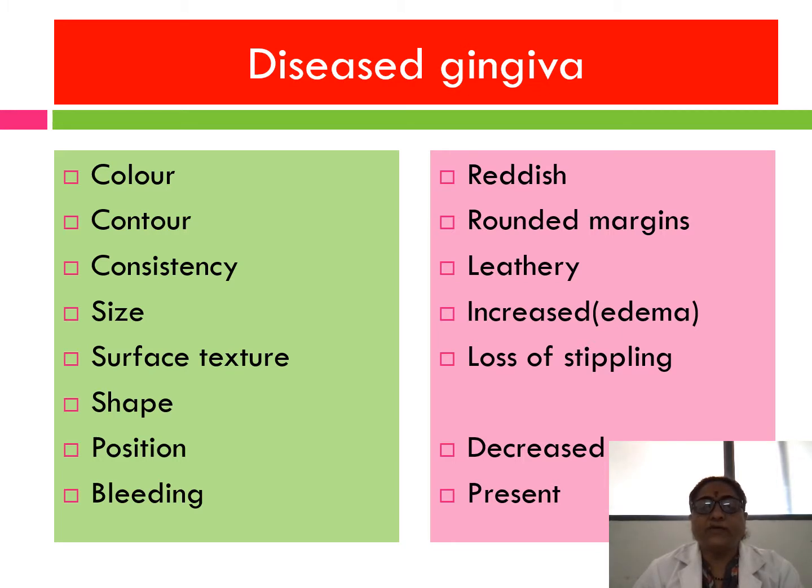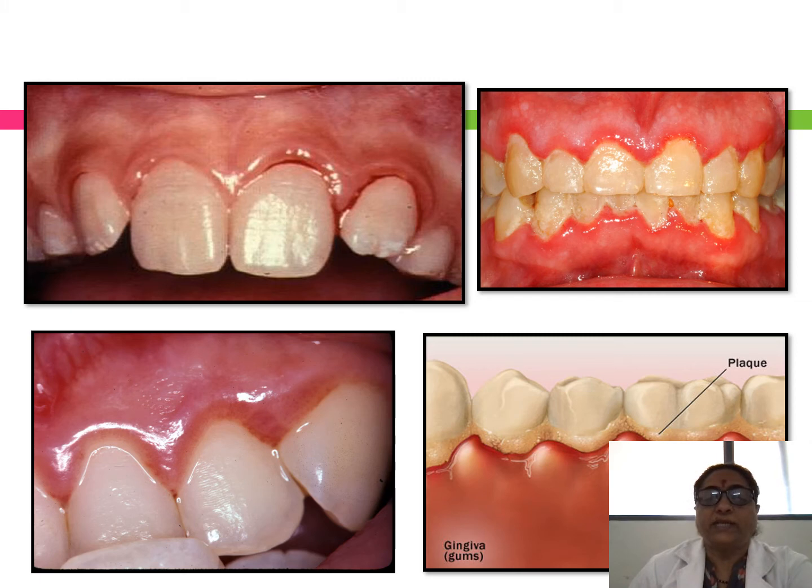The diseased gingiva is reddish in color. The contour has rounded margins. Consistency is leathery and size is increased because of the edematous tissues. As for surface structure, loss of stippling is seen. Bleeding is present. Position is usually decreased. Now when we see the picture, you can see here the marginal gingiva are inflamed.